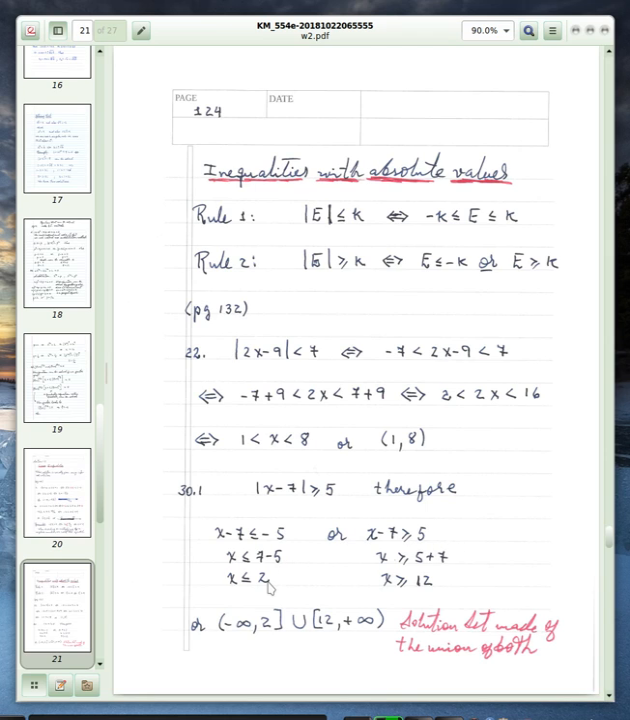When I finish, I end up with two partial solutions, and my final solution is the union of both partial solutions. Here it is in inequality form, both of them. Here it is in interval notation.